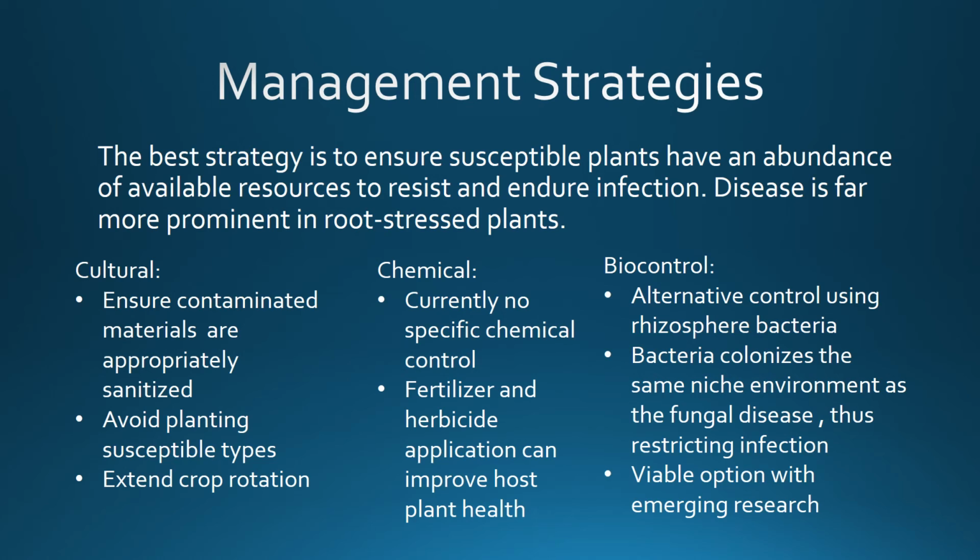Implement extended rotation with non-related crops. Apply chemicals that have a broad activity range, which has been shown to reduce Verticillium outbreaks in plants. Finally, a promising alternative for controlling soil-borne diseases is the use of rhizosphere bacteria, such as Pseudomonas spp., which have been shown to be effective at combating Verticillium wilt. This is the result of the bacteria colonizing an ecologically similar niche environment within the plant that fungal diseases typically inhabit. This is a relatively recent area of study and should be expanded upon with emerging research.